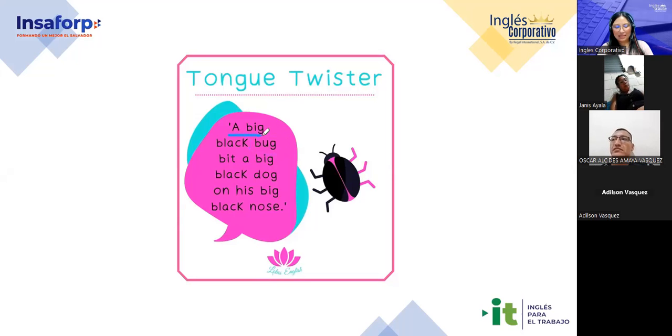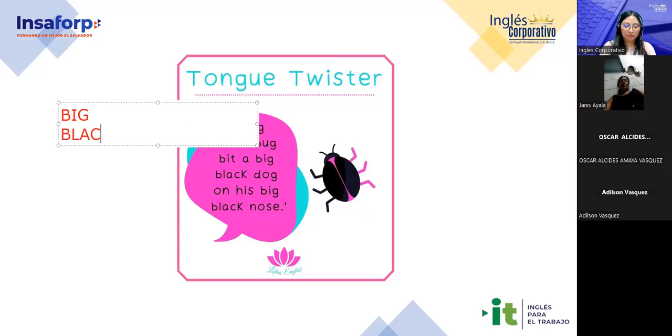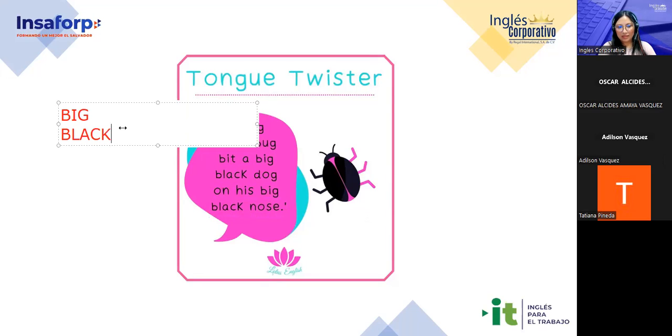¿Qué decimos entonces de este insect? A beak. Ese es el sonido que necesitamos practicar. Beak. ¿Lo escucharon al final? Beak. Black. Bug. Beat. A beak. Black. Dog. On his beak. Black. Nose. Yes. That's it. Clase anterior les decía también, siempre que leamos palabras que terminen en consonante, ¿sí? ¿Qué pasa con la última consonante?